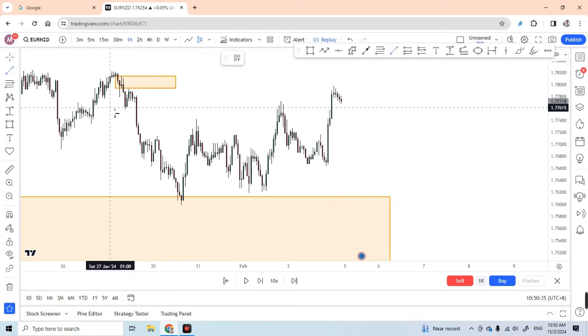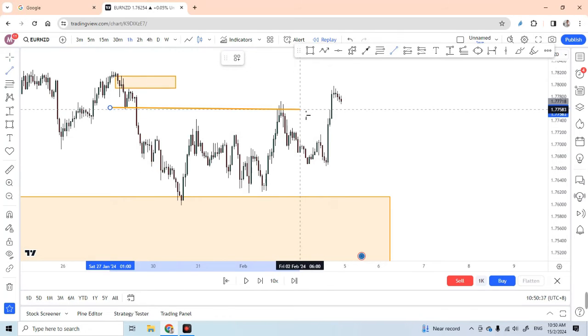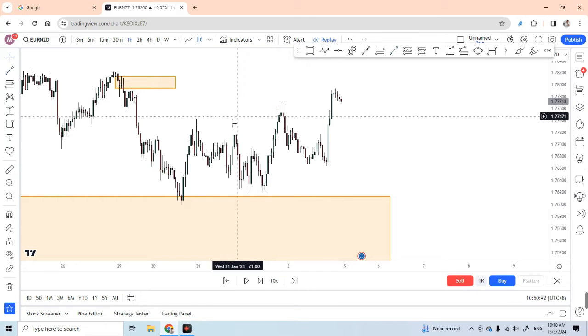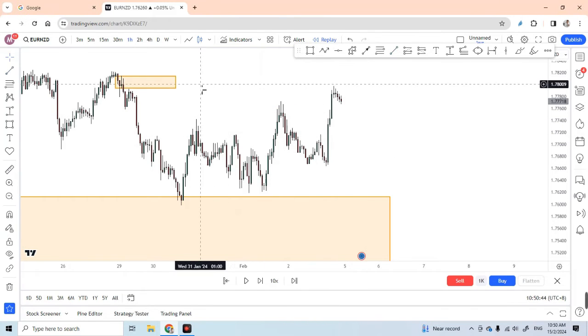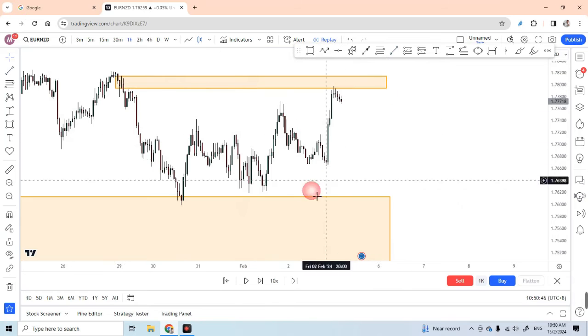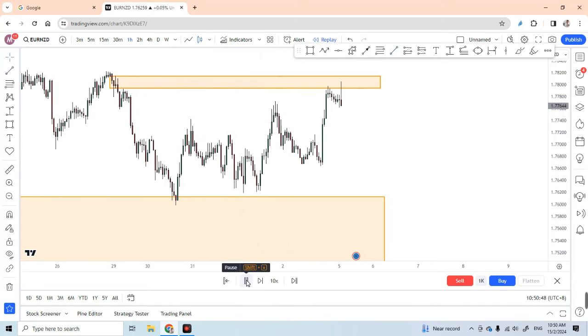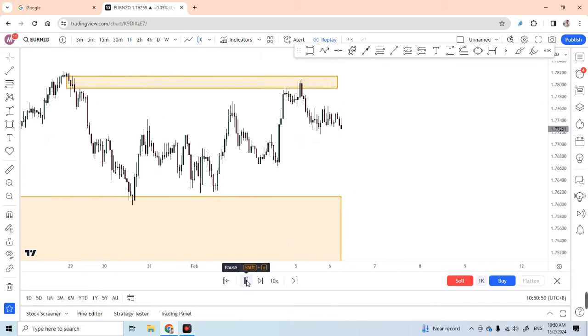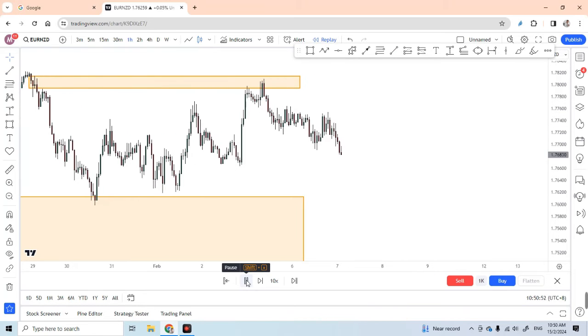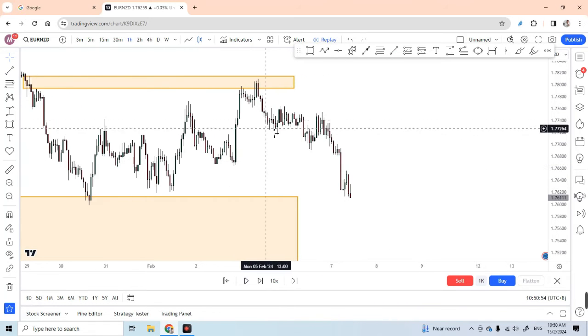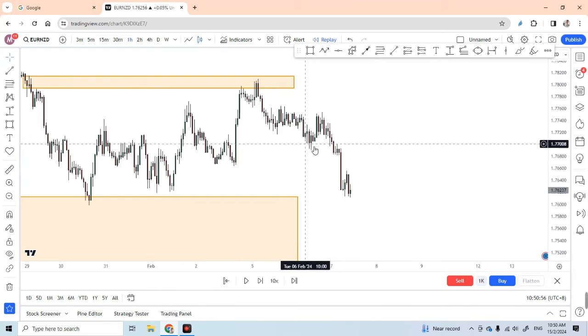Now you look at it, what do we have? We have an SR flip right here, support becomes resistance flip. So everything is in line. So this is an excellent type of trade that you should take. Don't hesitate. Price just goes in, drops just like that, very very fast. These are the trades that you can actually think about.